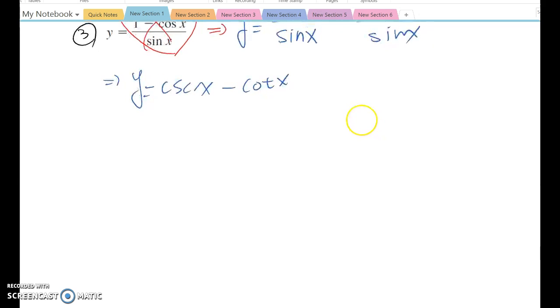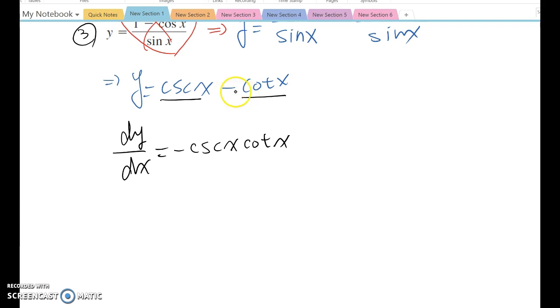Okay, then let's find the derivative of this function. So dy over dx equals cosecant, cotangent, they're all the C family, so the sign will be opposite. So minus cosecant. Secant and cosecant always want to be together with tangent or cotangent. So the C family is usually with the C family. So cosecant x cotangent x, and now this becomes plus cotangent, so cosecant squared x. That should be the answer.